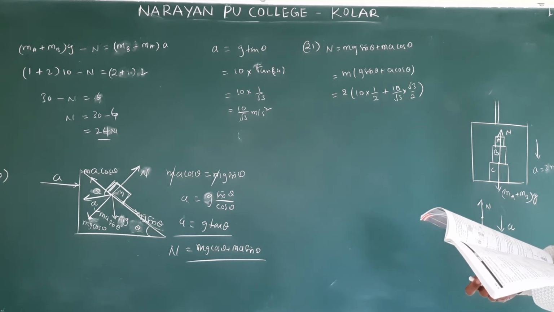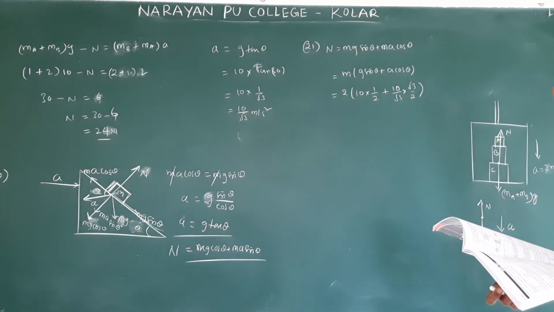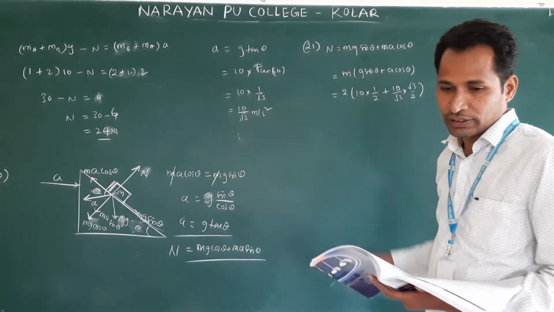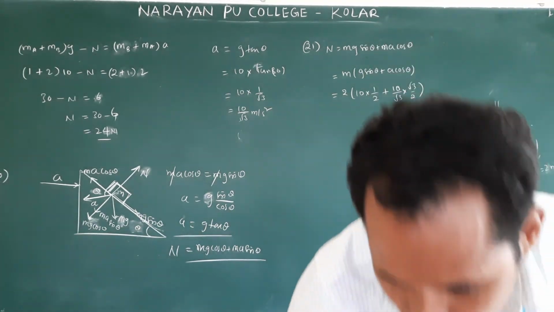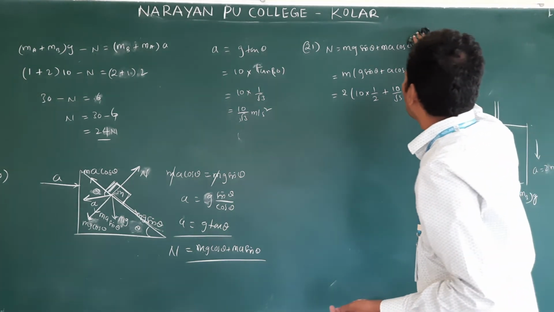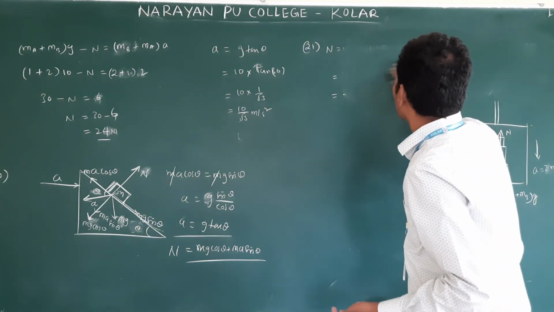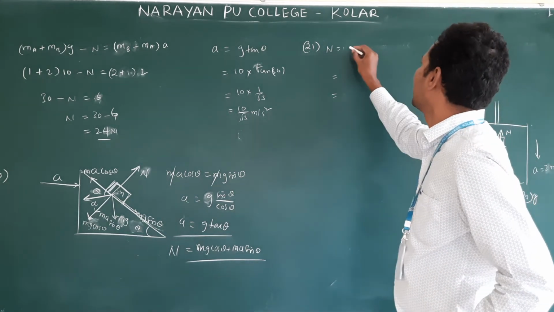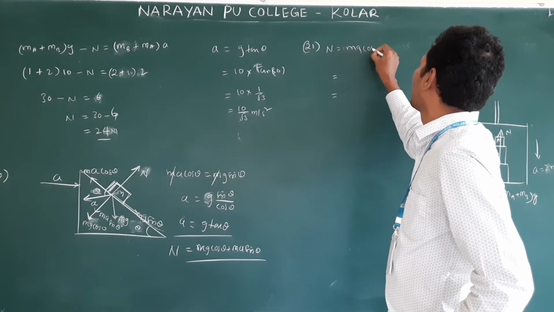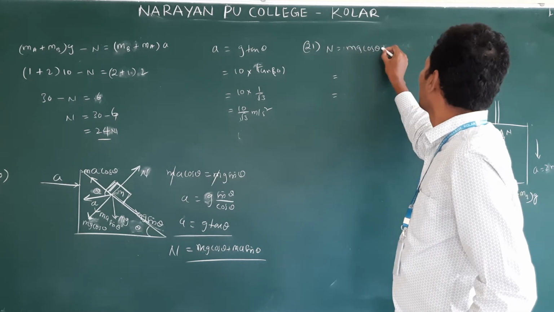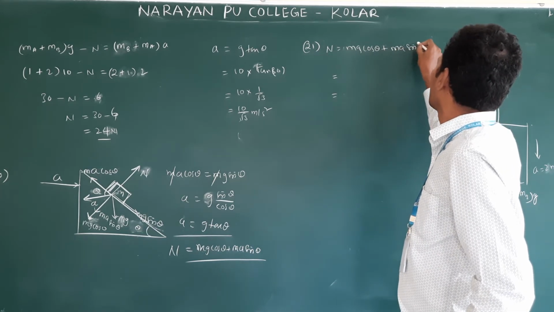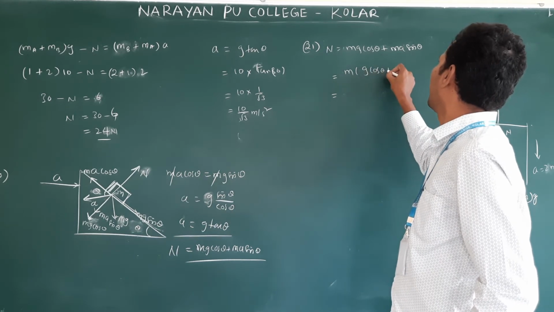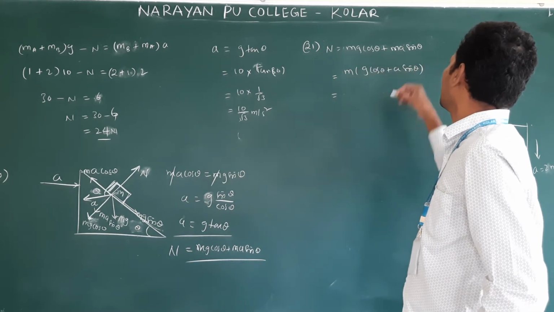mg cos theta and ma sin theta. We are doing mg wrong here. The formula was already derived, but we took the wrong form. See here, what is that? mg cos theta plus ma sin theta. What is common? m is common. g cos theta plus a sin theta, right?